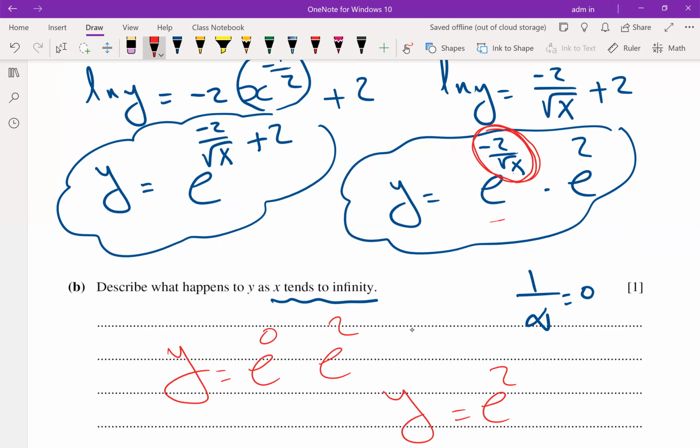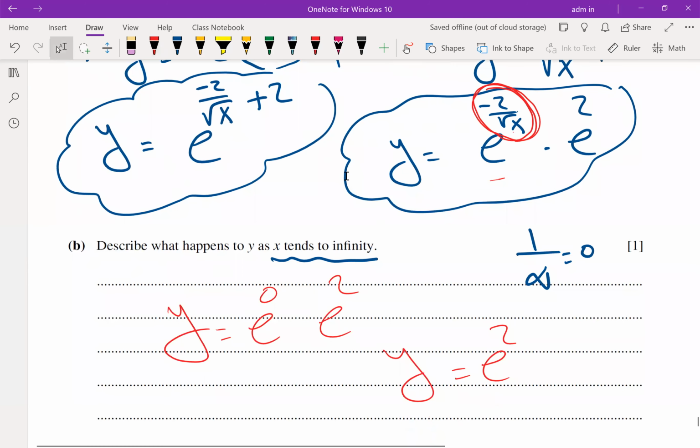So, describe what happens to y when x tends to infinity: y is equal to e to the power of 2. He asked to get the exact value of y. This is the final answer, simplified. Thank you.